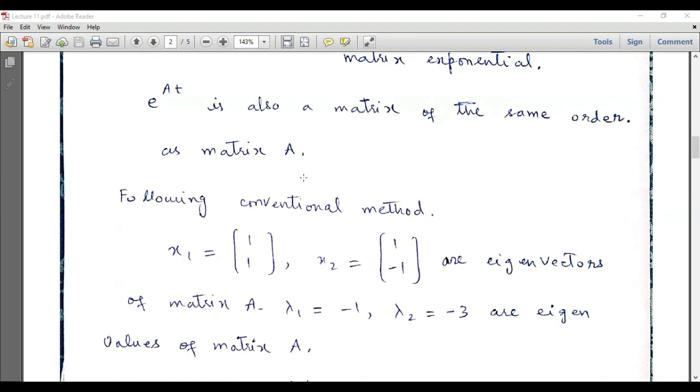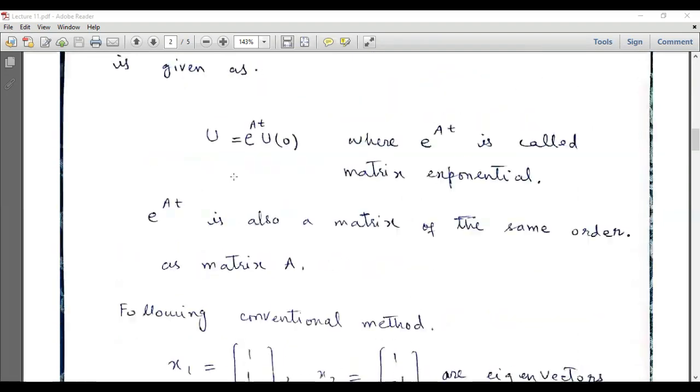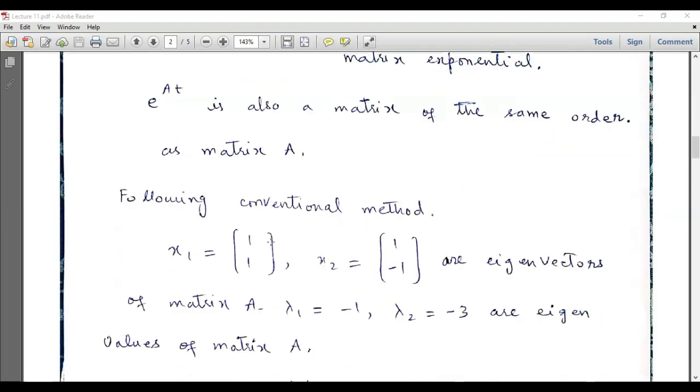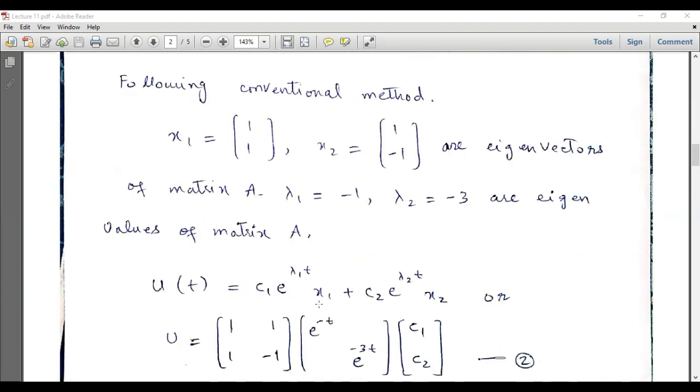We learned that the general solution of any system of linear differential equations can be evaluated based on the nature of the eigenvalues. So here we have this matrix A. The eigenvalues of this matrix A are -1 and -3, and the two eigenvectors are (1, 1) and (1, -1). These are the two eigenvectors of A, and these are the two eigenvalues of A.